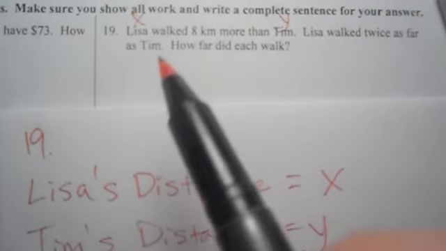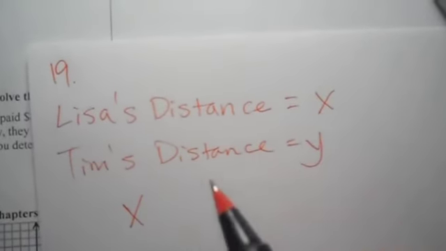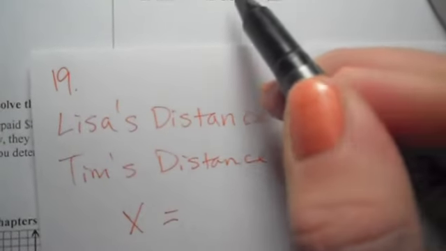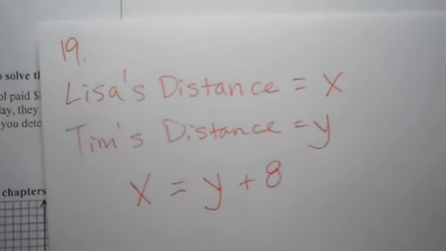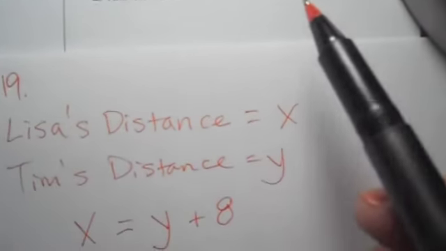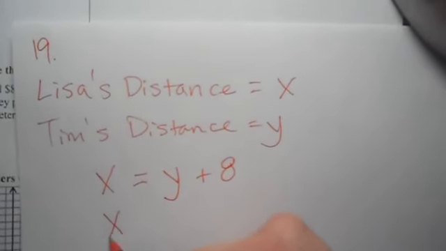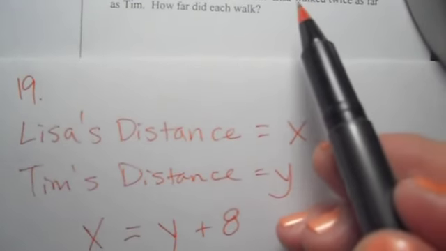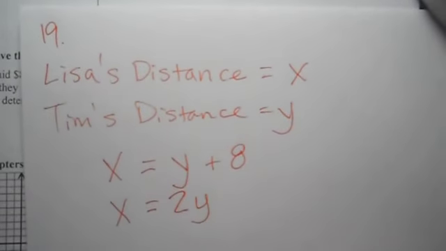Alright? So Lisa walked 8 kilometers more than Tim. Alright, what does that say about Lisa's distance? Lisa's distance is X. So her distance is going to be equal to whatever Tim's distance is plus 8. Alright? Let's read the next sentence. Lisa walked twice as far as Tim. What does that say about Lisa's distance? Lisa's distance is equal to whatever Tim's is times 2, because she walked twice as far as Tim. So X equals 2 times Y.